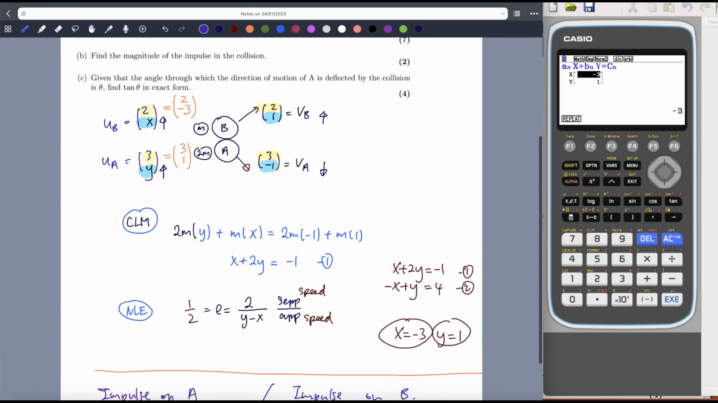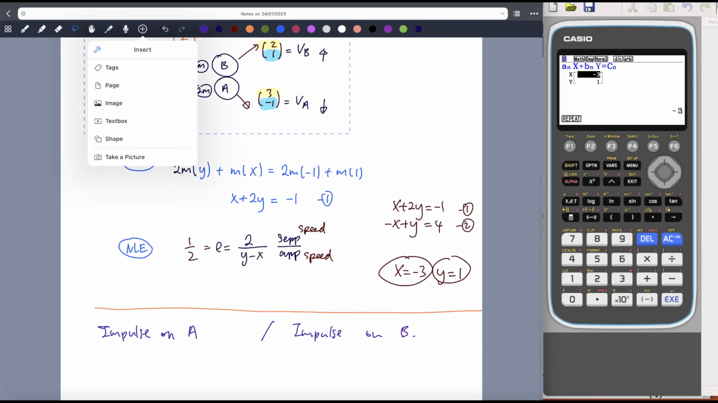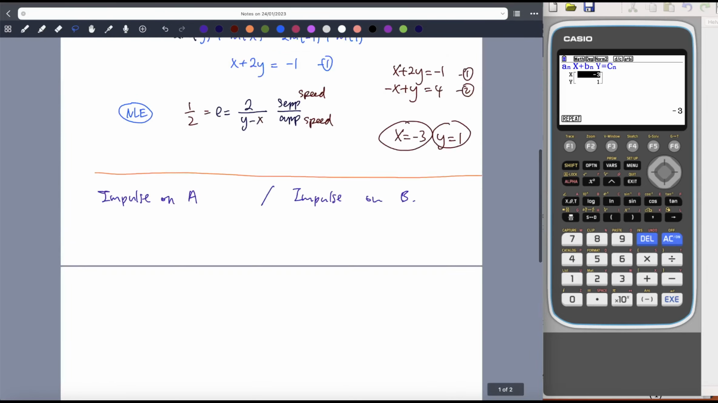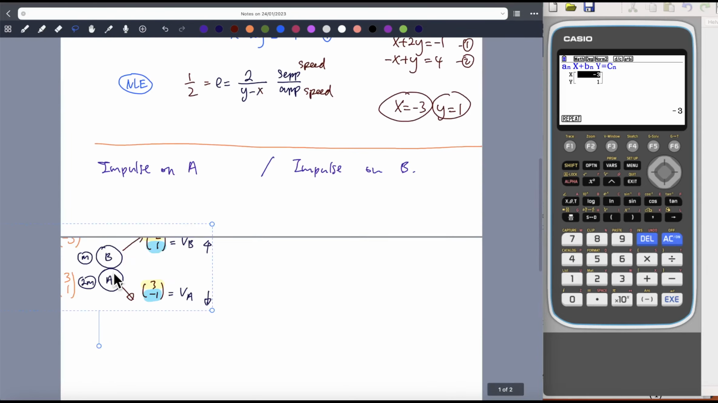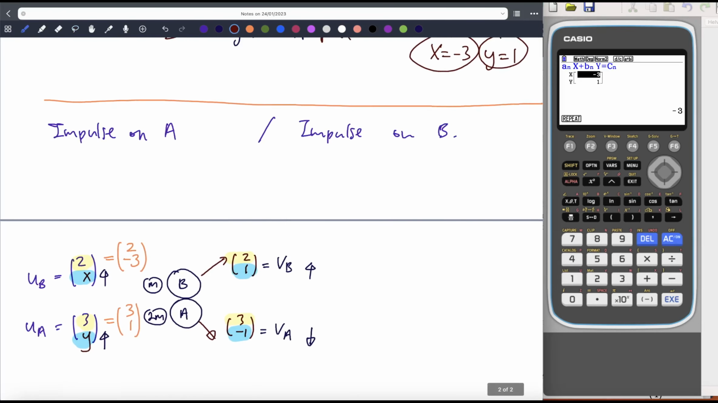Impulse on A and impulse on B have to follow your conclusion from earlier. Notice that it doesn't matter which one you do. If you do I equals mv minus mu on the A particle, then what you have got is 2m lots of (3, 1) take away (3, -1).